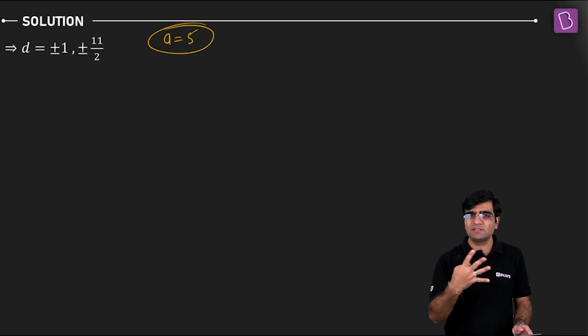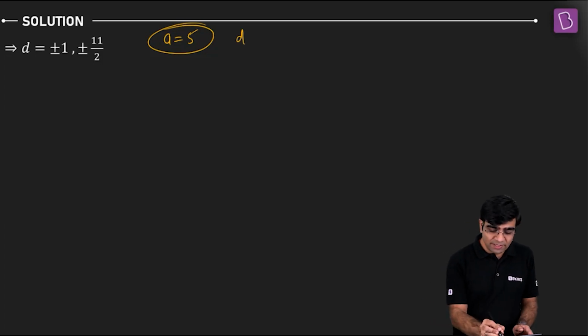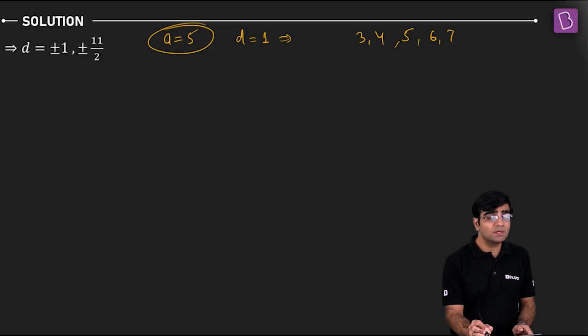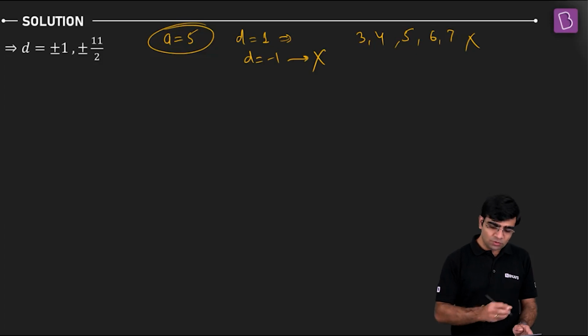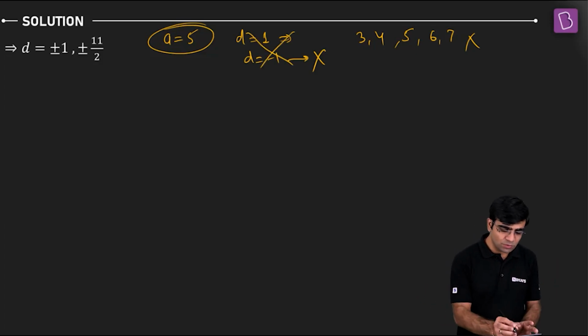I'll see just a rough possibility. Let's say I choose d as 1. So ahead of 5, I'll have 6 and 7, and before 5, I'll have 3 and 4. Is it going to make me reach minus 1 by 2 as one of the terms? Not at all. So d equal to minus 1, is it going to get me to minus half? Not at all. So both d equal to 1 and d equal to minus 1 are gone, right? We are not going to choose them.